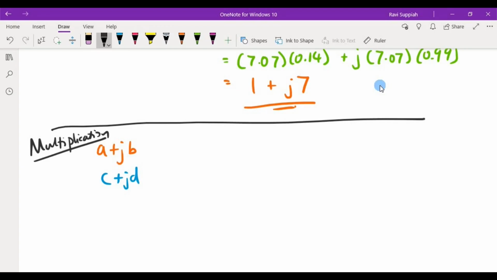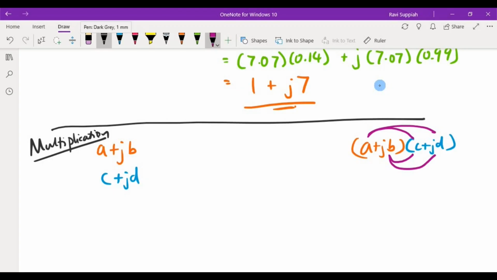If I ask you to do the multiplication in rectangular form, you would have to write them out side by side, and then do your expansion. We have actually covered this in the previous video, of how multiplication can be done in the rectangular form. Right now we're going to show you how you can do it much more easily when the complex numbers are in the polar form.